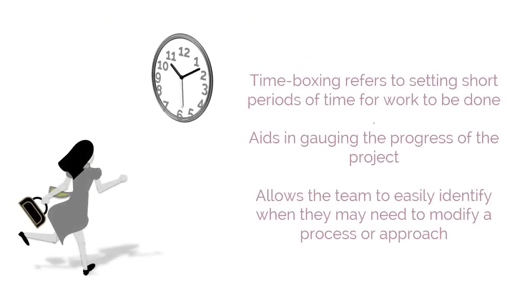Time boxing refers to setting short periods of time for work to be done. If the work undertaken remains incomplete at the end of the time box, it is moved into a subsequent time box. Time boxes aid in gauging the progress of the project and allow the team to easily identify when they may need to modify a process or approach.